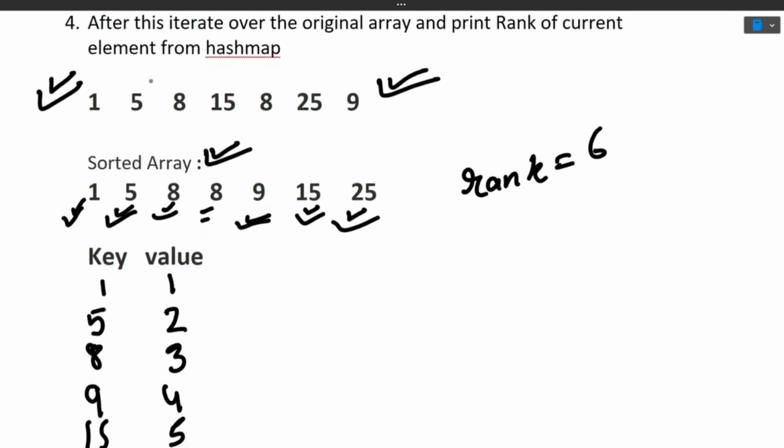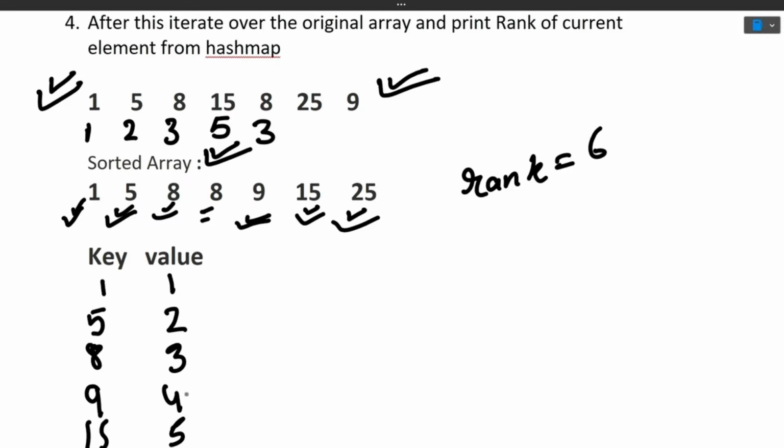Okay, so once we come to 1, we will check from the hash map what the value is, because the value will represent the rank of that element. It is 1, so we will print 1. Then we come to 5, rank will be 2, so we print 2 here. Then we come to 8, rank is 3, we print 3. Then we come to 15, the value of 15 is 5, rank is 5. Then again we come to 8, and the value of 8 is 3 only.